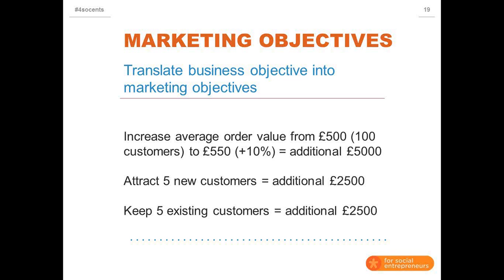So on the previous slide, you were looking to increase your sales by £10,000. Here we're looking at different ways that you could do that. For example, you could look at increasing your average order value, so what someone spends with you. You could look at attracting 5 new customers, keeping 5 existing customers.